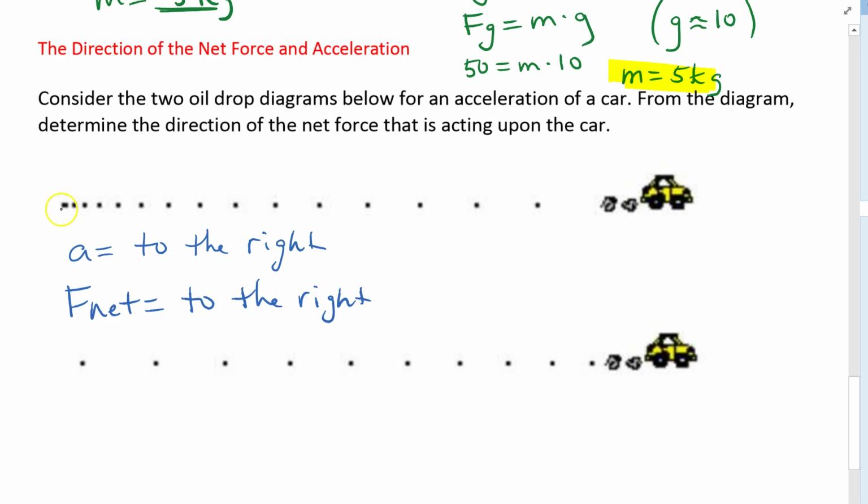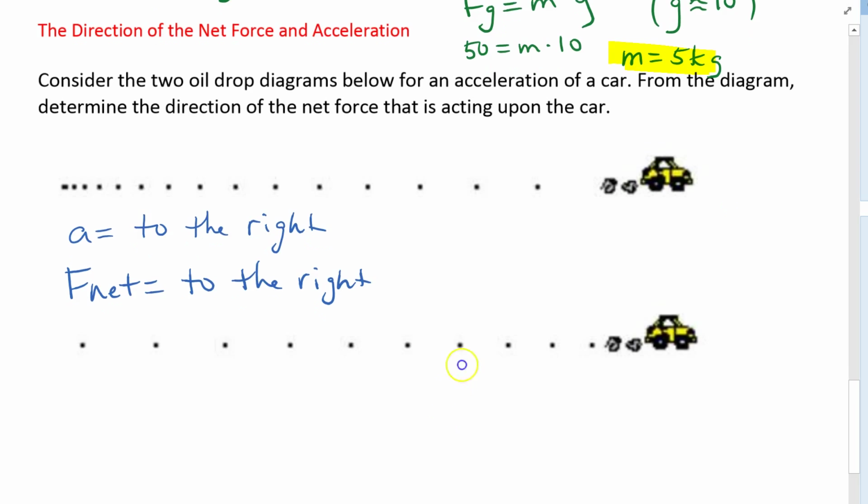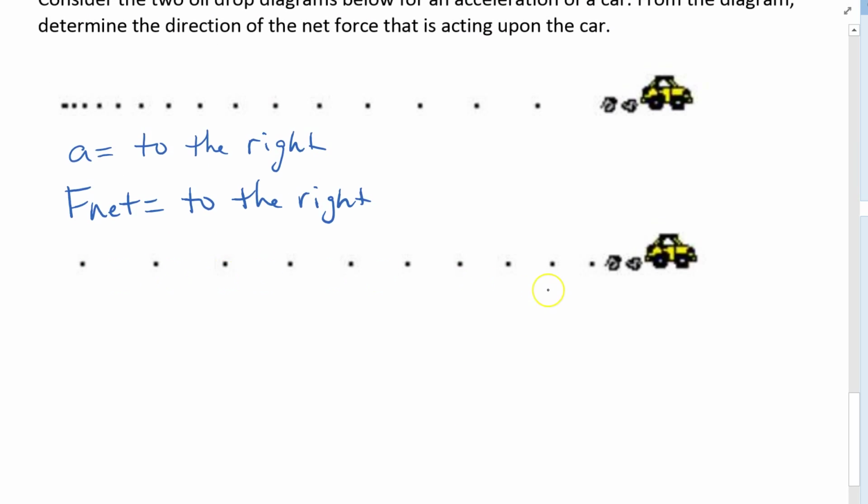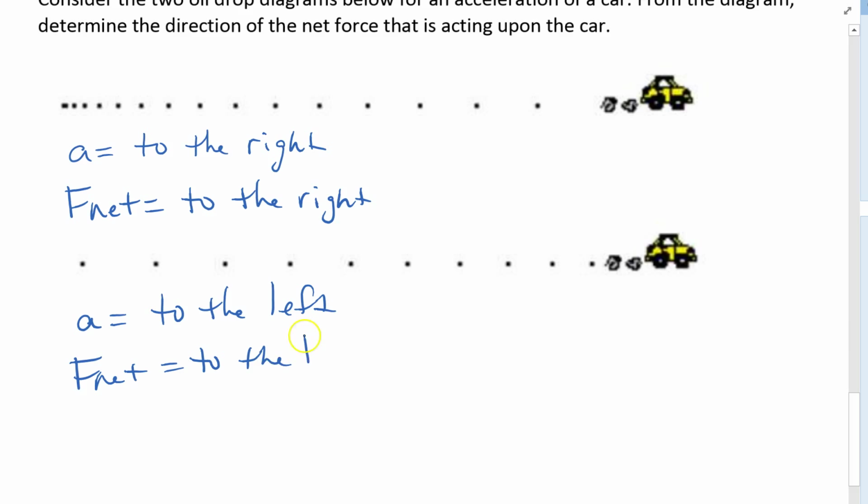You can imagine if I had to take an object and use my hand to push or pull it to cause that motion, I would be pushing it to the right. How about this one here? The object's moving to the right, but it's slowing down, so the acceleration is actually to the left. The Fnet would have to be to the left. It doesn't mean that there's only a force to the left. There could also be a force to the right, just not as great.